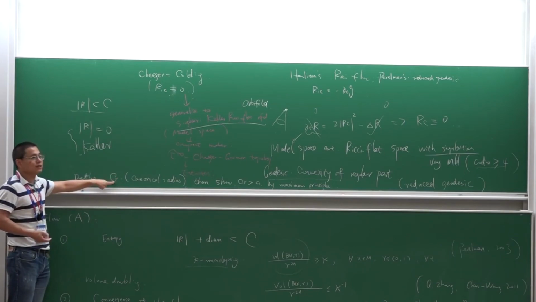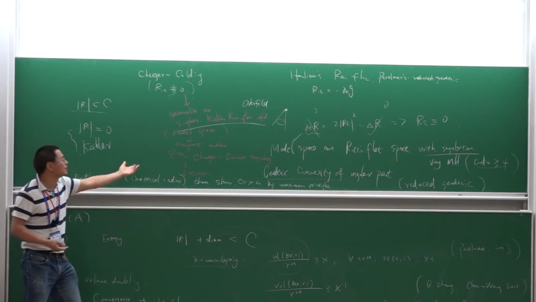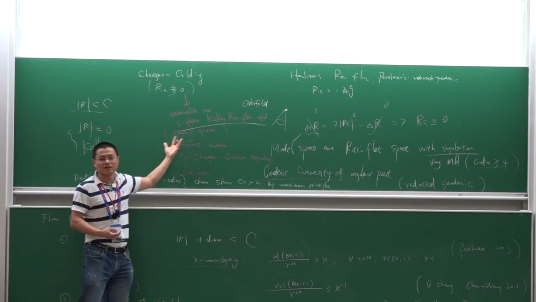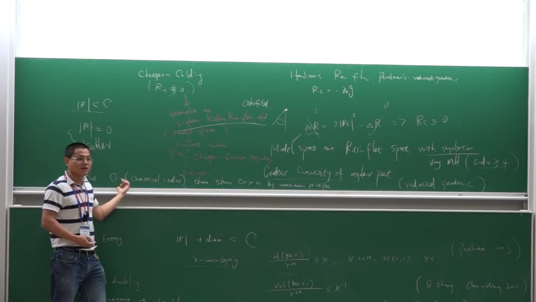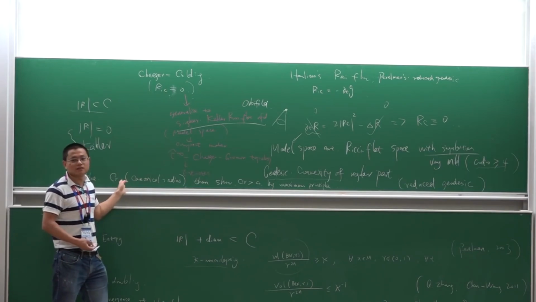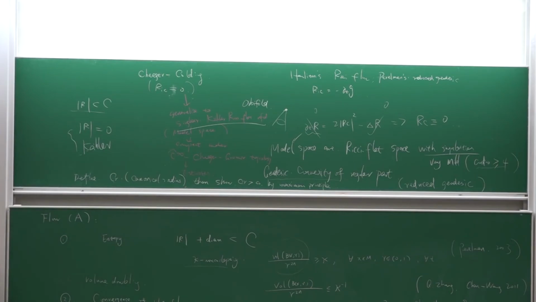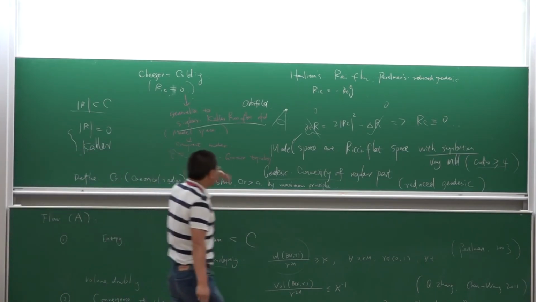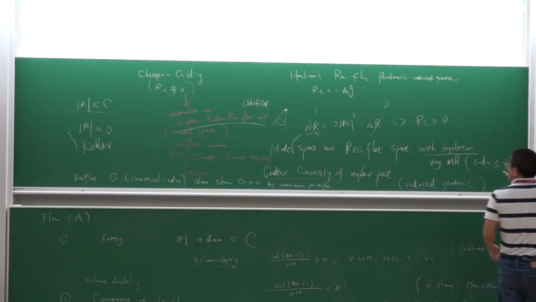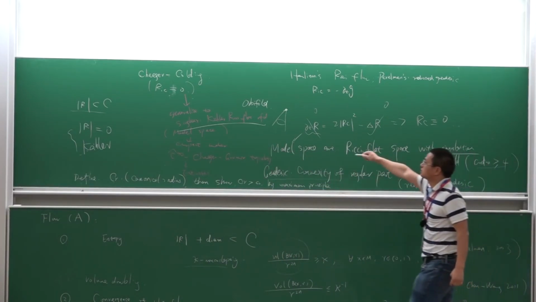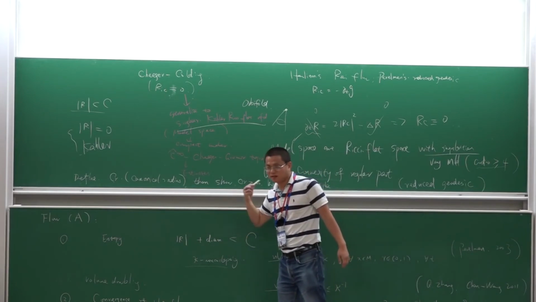So you can regard this as a generalization of the harmonic radius. If you regard the model space as Euclidean space, then the canonical radius is the harmonic radius. So this is a generalization of the harmonic radius. Okay, so I have briefly discussed the idea of the proof of the convergence for the Kähler-Ricci flow.